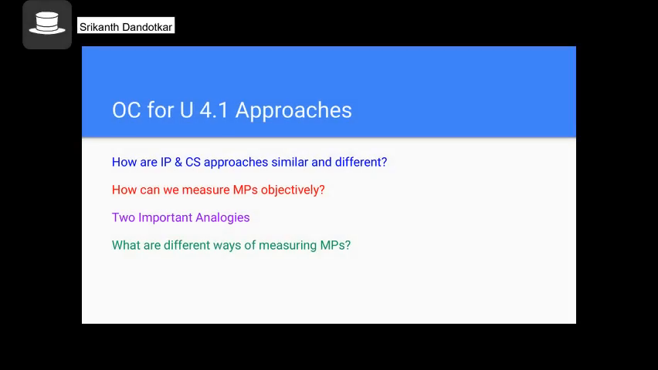Okay, so look at these four different outcomes: how IP and CS approaches are similar and different, how we can measure mental processes objectively, the two important analogies, and the different ways of measuring mental processes. Specifically, we looked at the importance of accuracy and reaction time measures and what they might tell us about specific mental processes in a given task. Now, this is the end of this particular video where we are in 4.1 approaches.